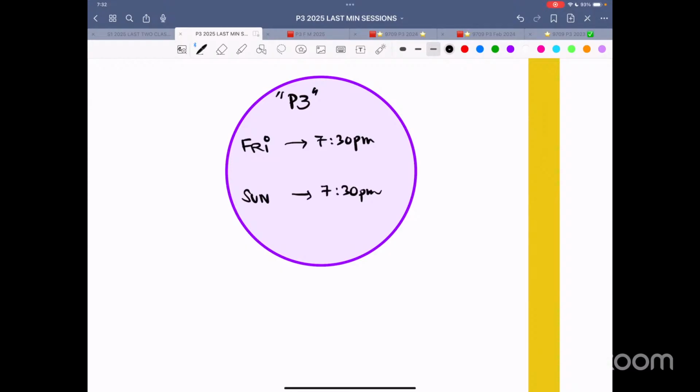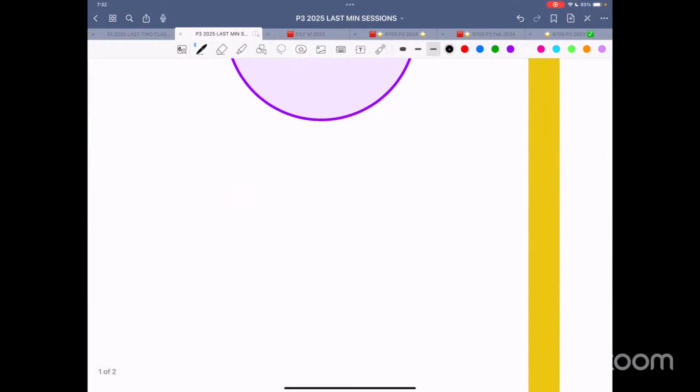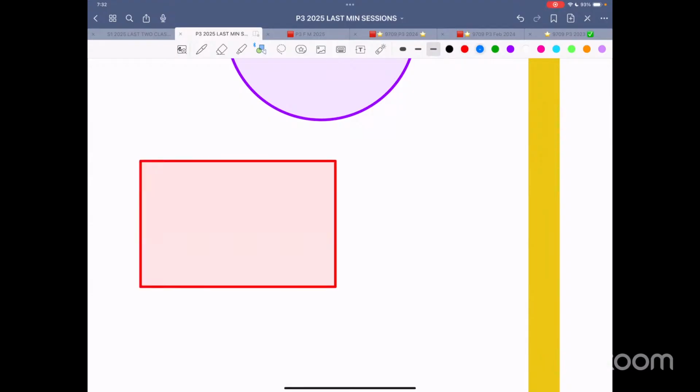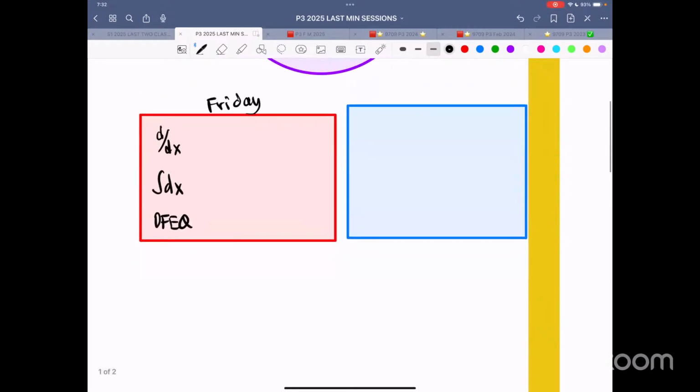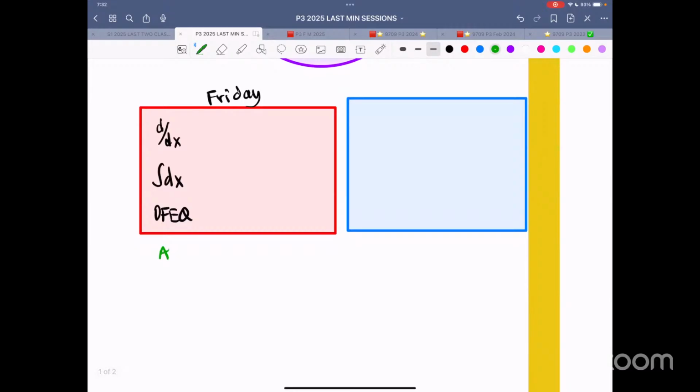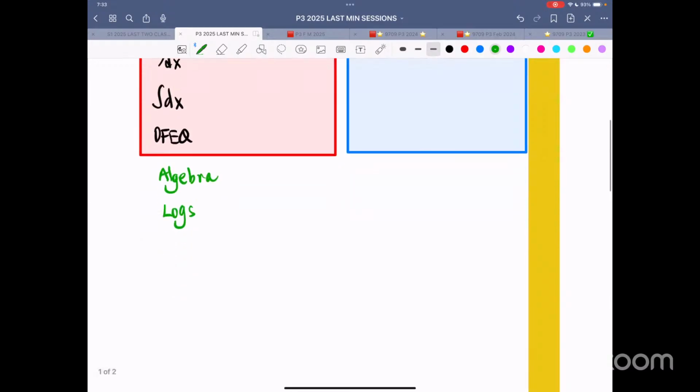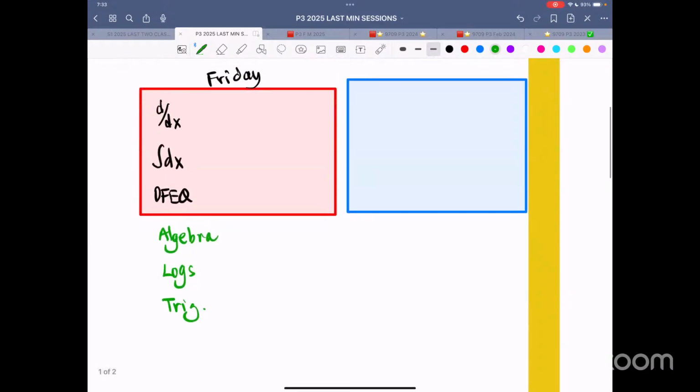So now, how am I focusing on these sessions? Let's break it up into two parts. Today, which I think is Friday the 16th, first thing first, let me focus on differentiation, integration, and differential equations, because these three are interconnected. A little bit of algebra questions we can deal with, a little bit of logs, and a little bit of trigonometry.